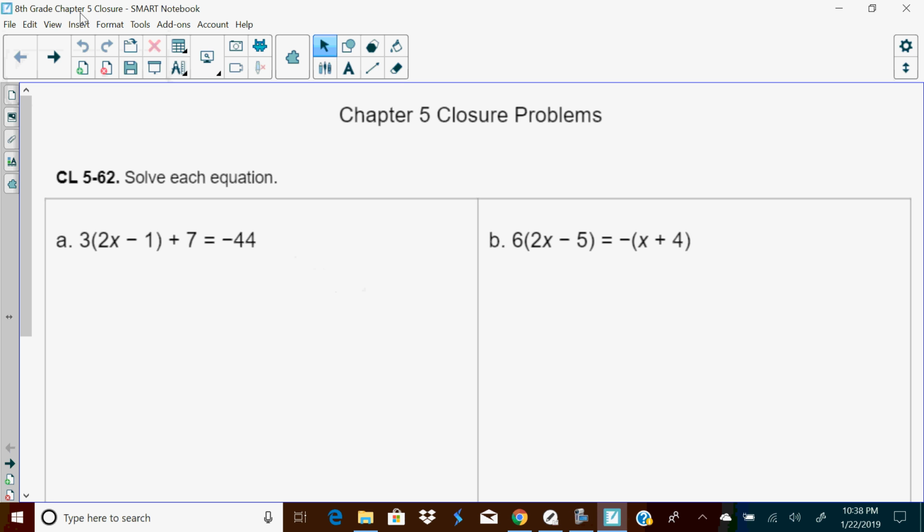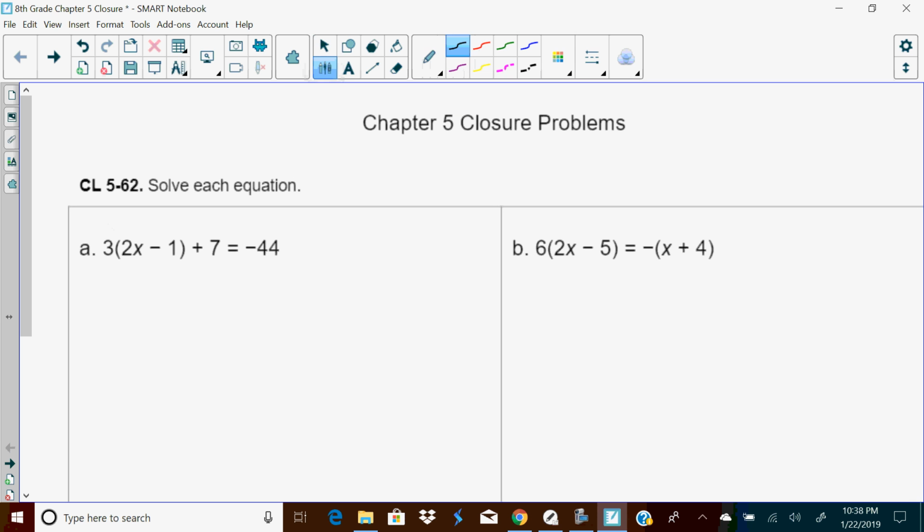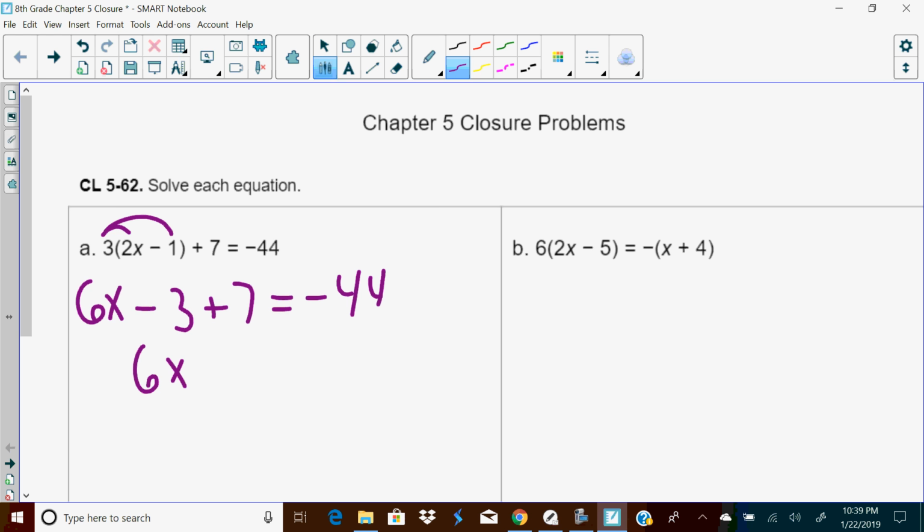Okay, here are the answers to the Chapter 5 closure problems. So for problem 62, we're going to solve each equation. So the first one, we're going to distribute the 3. So we get 6x minus 3 plus 7 is negative 44. So I get 6x plus 4 equals negative 44.